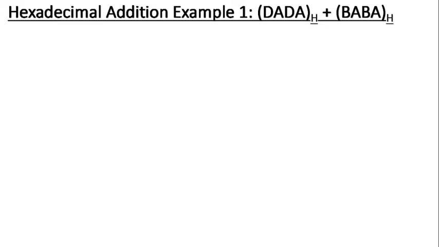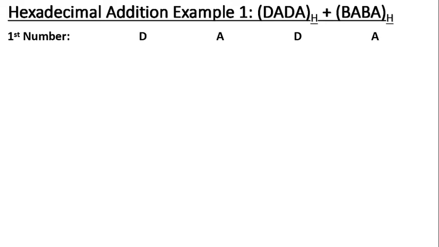Now here the numbers to be added are DADA hexadecimal plus BABA hexadecimal. Each of these hexadecimal numbers has 4 significant digits, and those are now to be added here. So let us start.